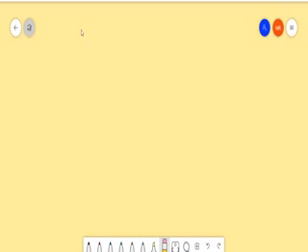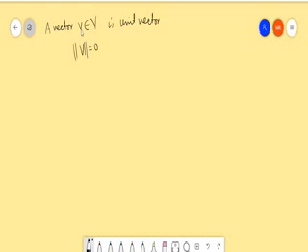A vector V in the vector space is a unit vector if and only if its norm is equal to 1. And if you pick any element from the vector space such that its norm is non-zero, then V divided by the norm of V is a unit vector.